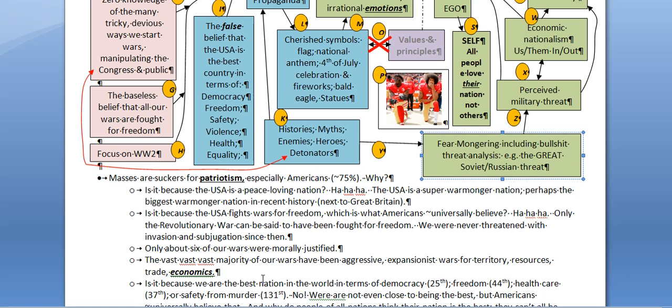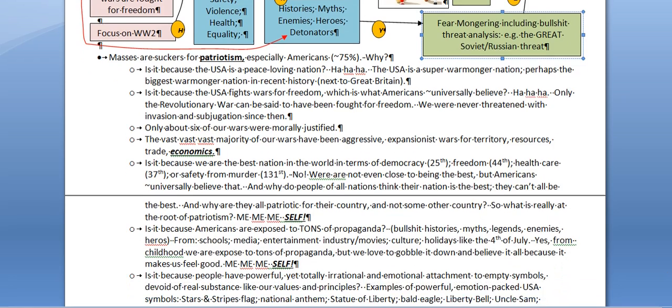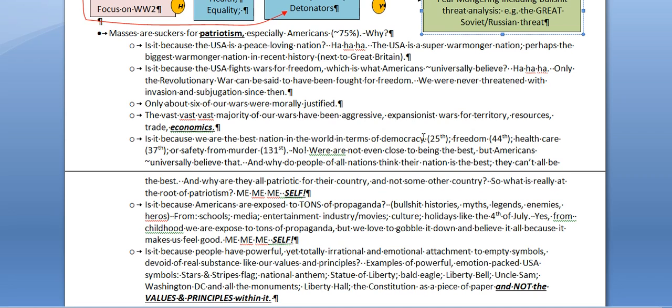Is it because we're the best nation in the world? On different things like democracy? No, we're 25th. Why are we not patriotic for the #1 nation? It's not our nation. You're patriotic for your nation. Oh, so it is pride. It is ego. It is self. It is me, mine.